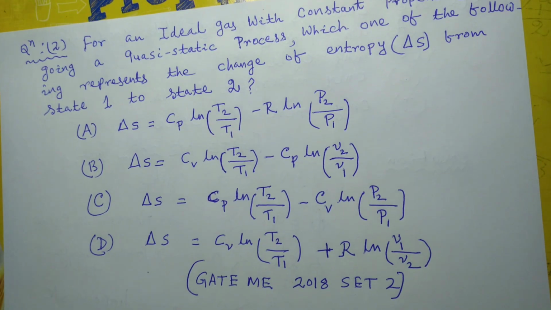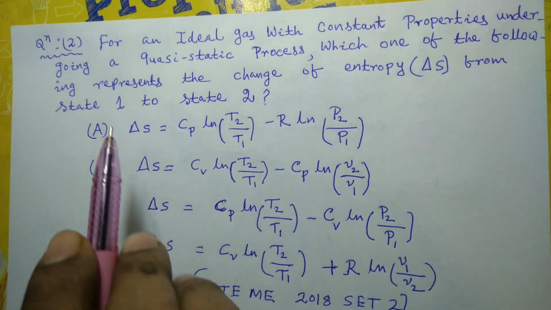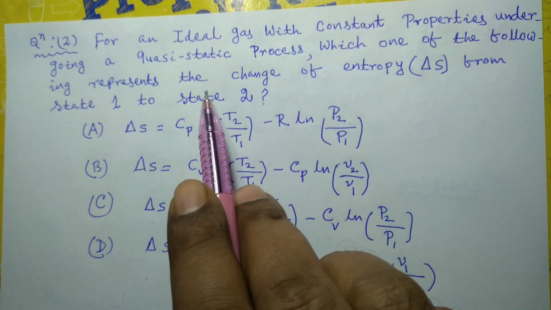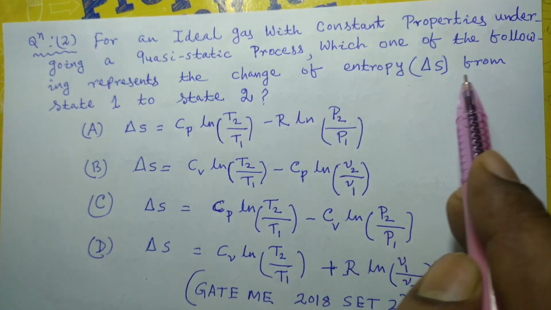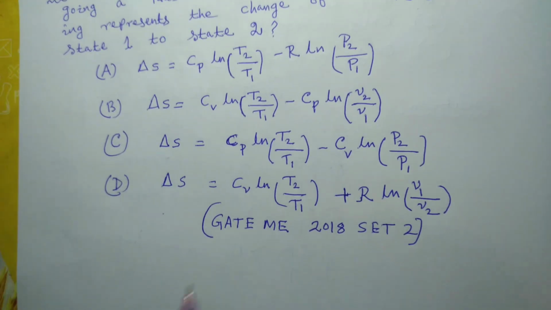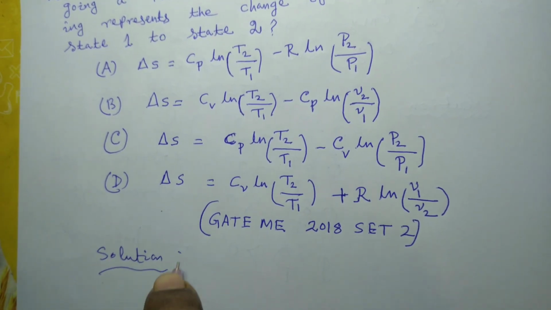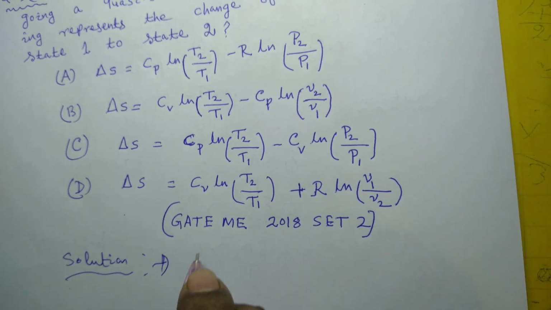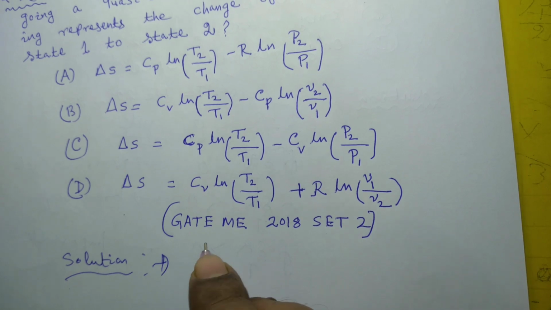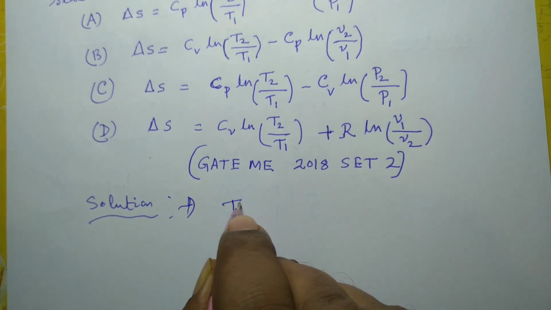for an ideal gas with constant properties undergoing a quasi-static process, which one of the following represents the change of entropy from state 1 to state 2? When you are going to calculate the change in entropy of an ideal gas, there are two equations which can be used, and those two equations are derived from two property relations.